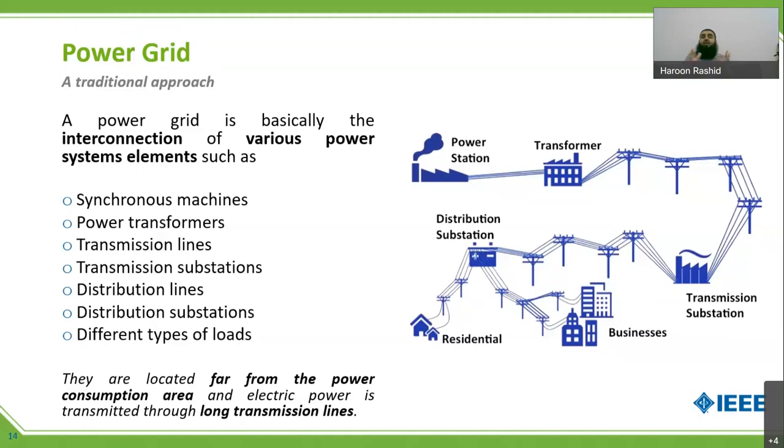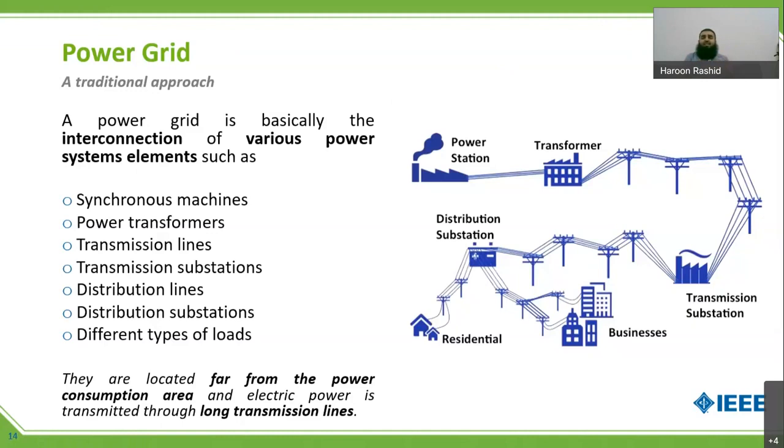The power grid is the interconnection of various power system elements, starting from the power station, then the transformer, then through the transmission lines, we receive the power through transmission substations, distribution substations, and so on. That's how the electricity comes to our home.